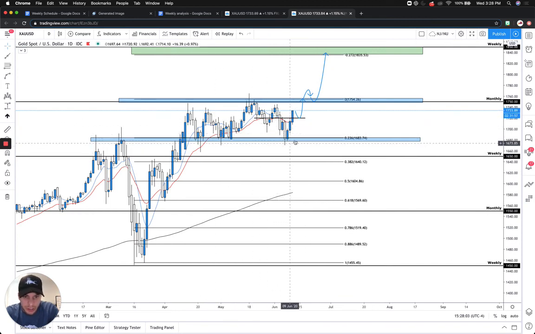We saw that it rejected swiftly from this 23.6 area, giving us a large bullish engulfing, bullish variation. And it's looking like it's going to continue. This is some good volume that we really need to see. So we'll be looking to make entries on this pretty soon if we just see those confirmations.